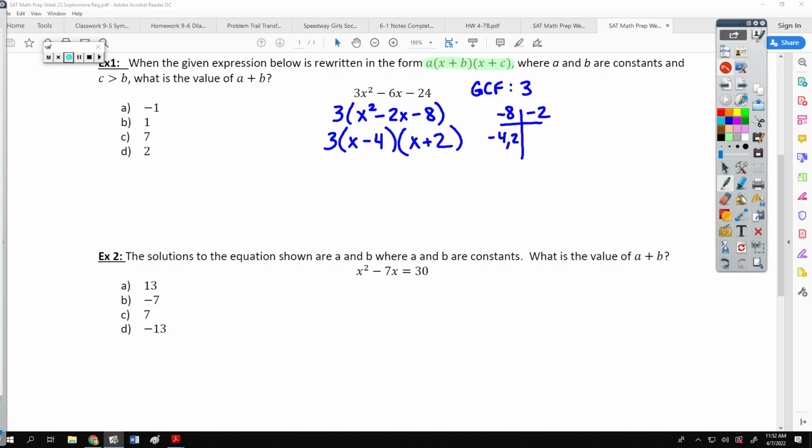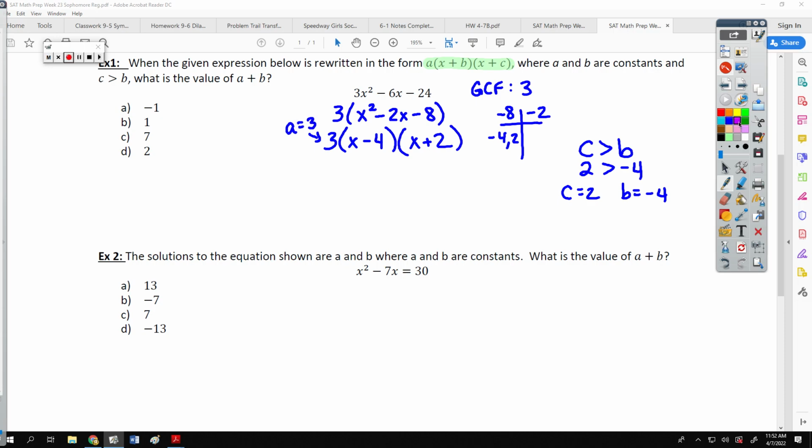Now, it does say that C is greater than B. So when we're looking at those two numbers, negative 4 and 2, 2 is greater than negative 4, which would mean that C is 2, B is negative 4, and the GCF, A, is 3.